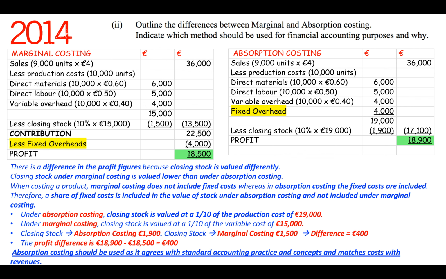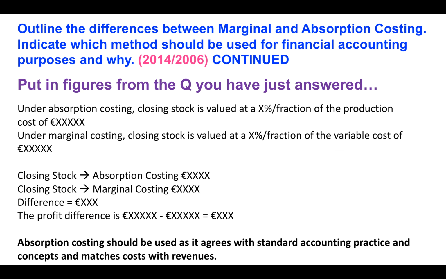So just remember, with marginal costing, they want to separate out the variable and fixed costs because they want to find the contribution. What is the contribution? It's what is left after the variable cost. So absorption costing is what we should use because it agrees with standard accounting practice that says that every unit should have variable costs and fixed costs absorbed into the unit. Okay, so that is 2014.